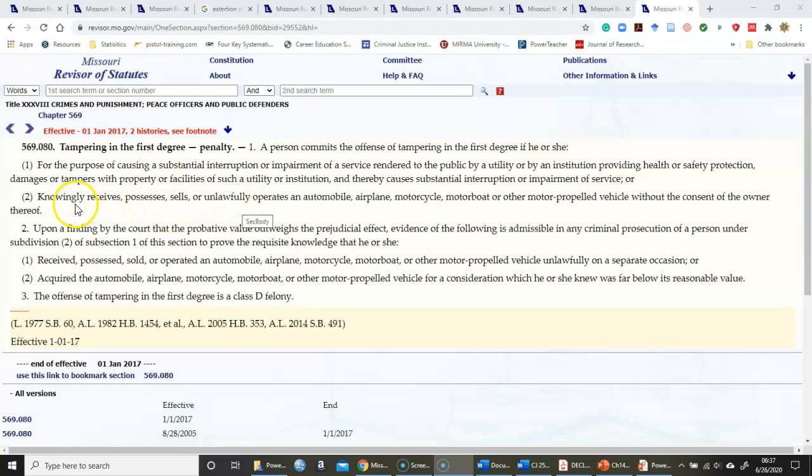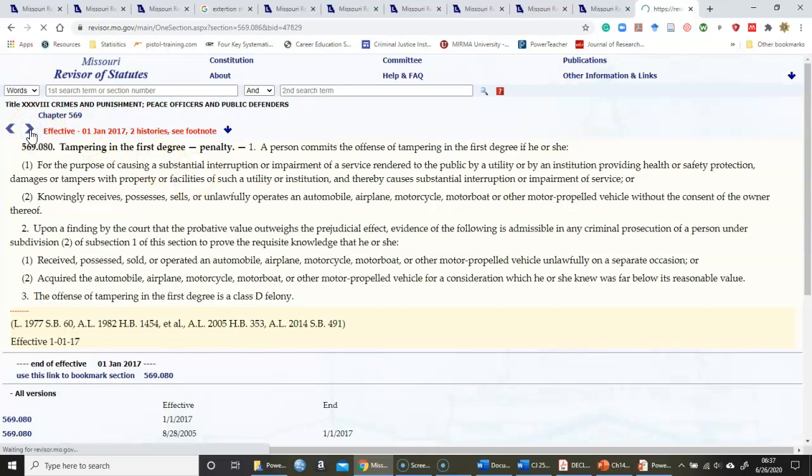But also, when we look at number 2, knowingly receives, possesses, sells, or unlawfully operates an automobile, motorcycle, or other basically motor-powered transport. So tampering in the first degree, I'm that person that operates that without consent. I don't have to keep it. So if I was just going to joyride, I'm going to leave the vehicle and the owner's going to get it back. Well, that doesn't matter. Under the tampering statute, that's just, I operated it, and that's where that comes about.